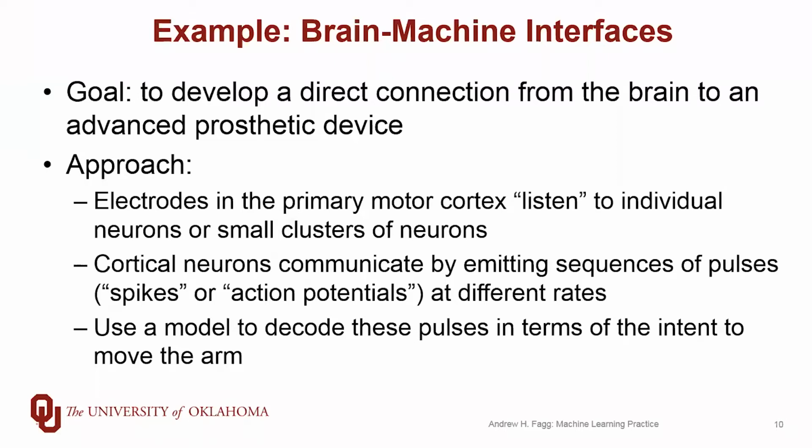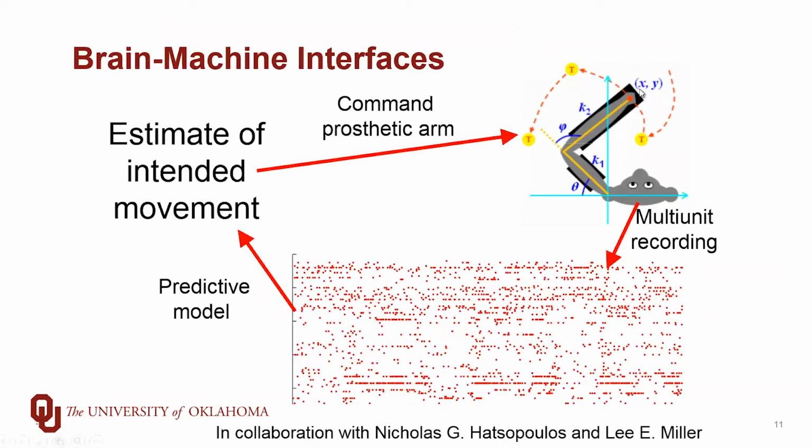Now these cortical neurons communicate with each other using sequences of pulses. You'll see terminology like spikes or action potentials, but they all mean the same thing. The neurons will communicate different information using different rates of these pulses. And so the idea is to listen in on a whole set of neurons and then use a model to translate these sequences of pulses into an estimate of the intent for the human or for the monkey to move her arm. So here's a high-level picture of that setup.